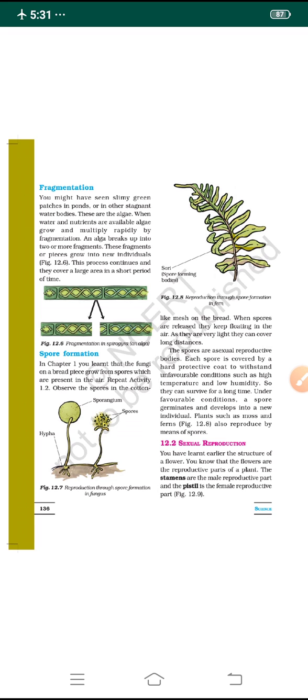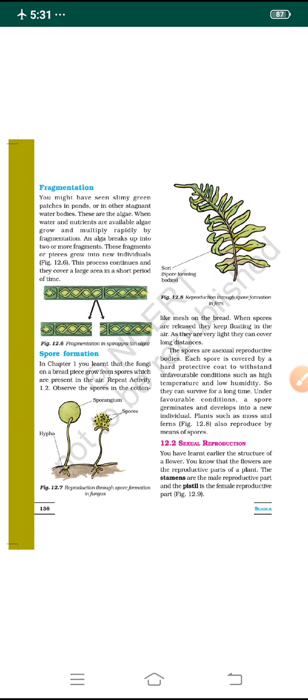Dear students, in the previous class, I was dealing with a lesson that is reproduction in plants. I was explaining the different kinds of asexual reproduction, that is vegetative propagation, budding, fragmentation, and spore formation. Let us now discuss the second main type of reproduction, that is sexual reproduction.